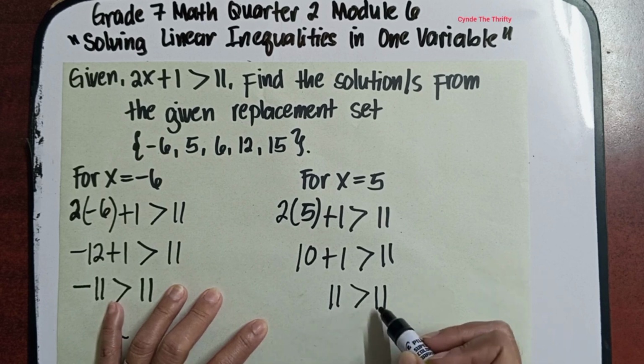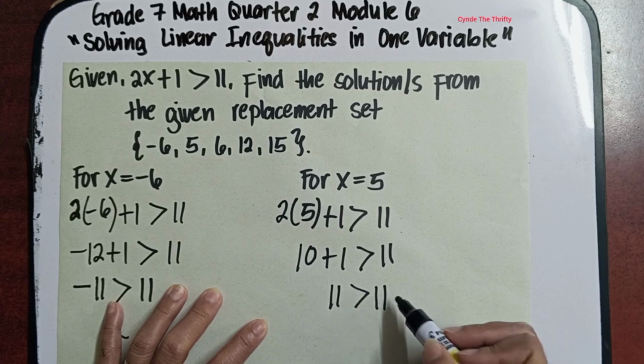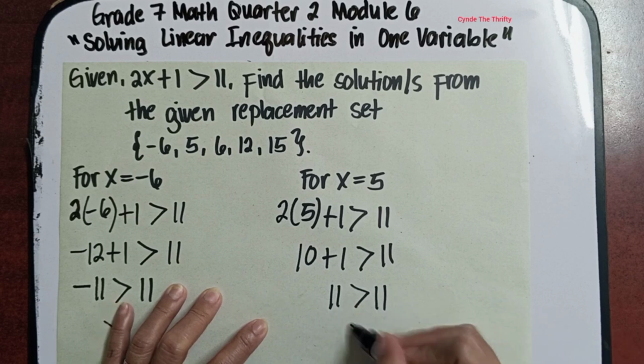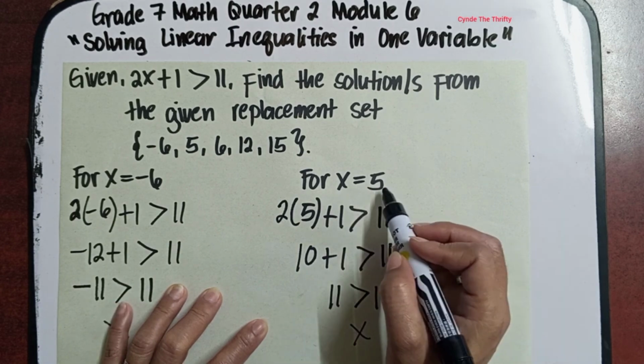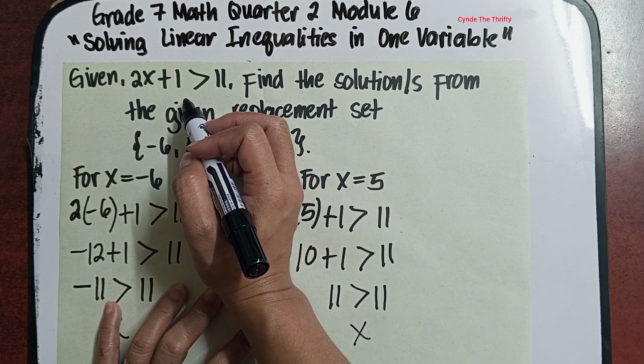Equal silang dalawa. So, kung merong equal sign dito is greater than or equal to, so pwede pang maging true ang statement na ito. Pero wala tayong equal sign sa baba. Greater than lang. So, ibig sabihin, false ang statement na ito. Thus, positive 5 is not a solution to our linear inequality.